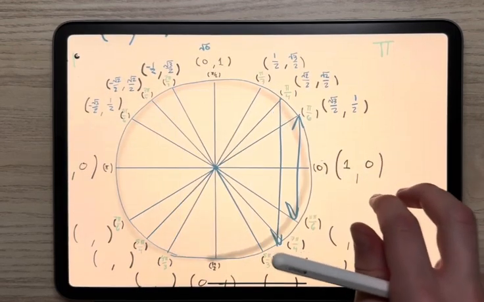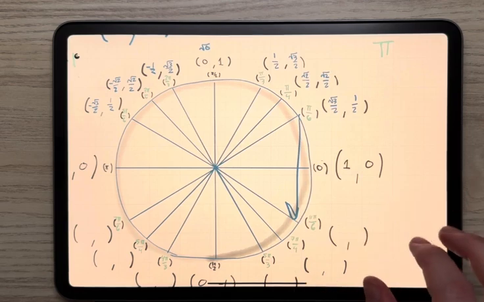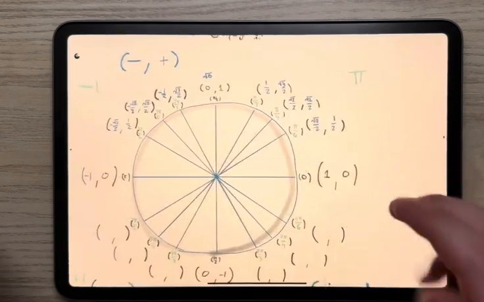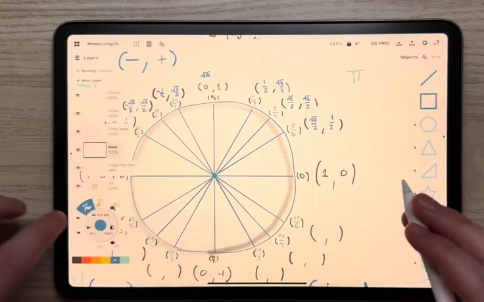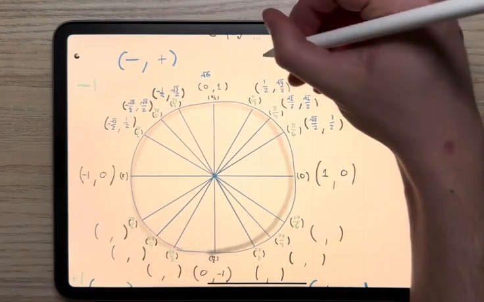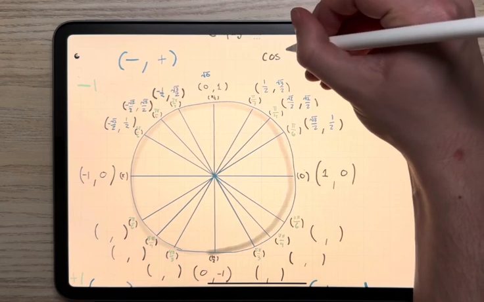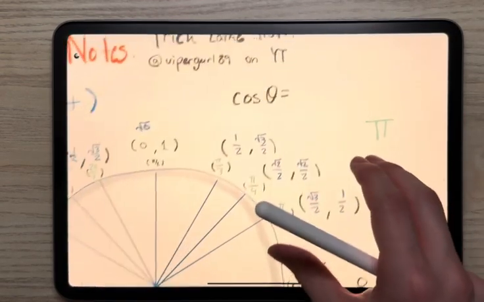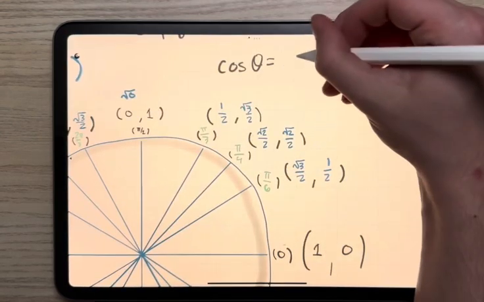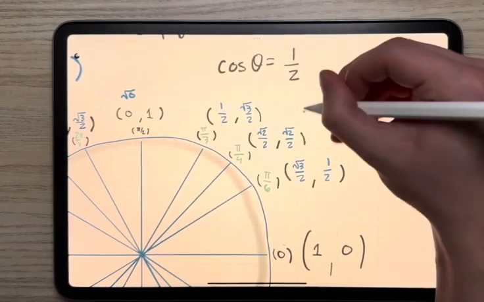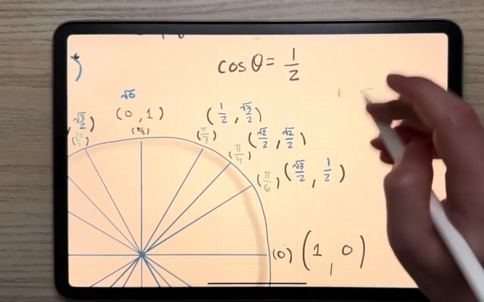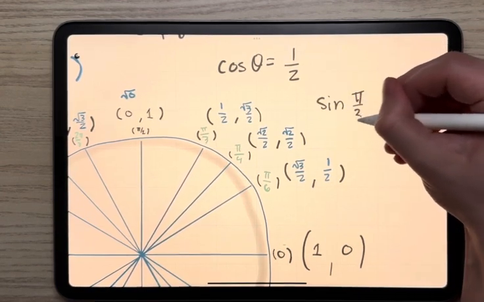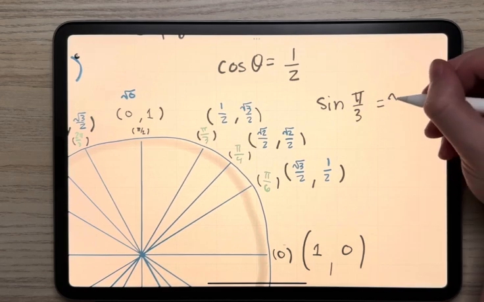And this ends up being really useful for a lot of things. And now if you wanted to do the cosine and sine of these values, it's actually super simple. So the cosine of theta, and let's say it's pi over 3. The cosine is going to be the x-coordinate, so 1/2, and the sine is going to be the y-coordinate, so sine of pi over 3 is going to be root 3 over 2.